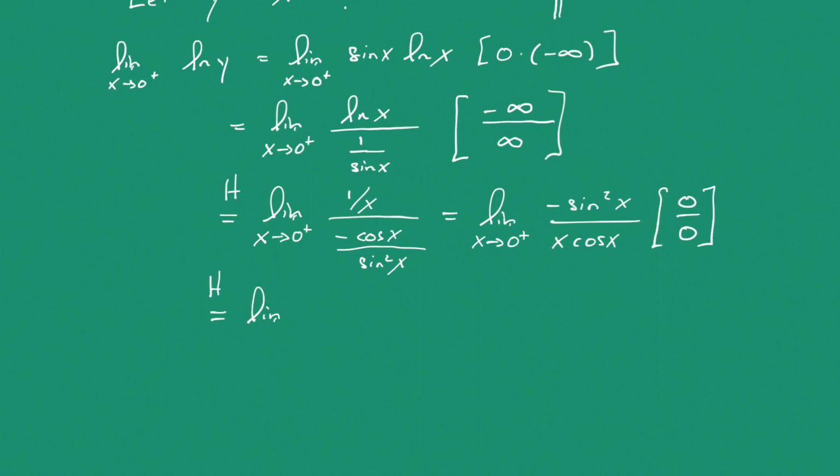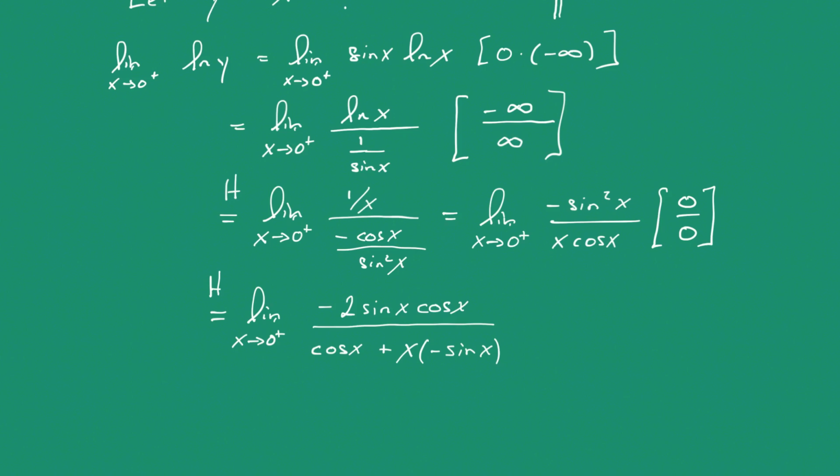So this is now the limit as x tends to 0 from the right of differentiating sine squared x using the chain rule. We have 2 sine x times the derivative of sine x, which is cos x, divided by differentiating that denominator, x cos x, using the product rule. Derivative of x is 1. Leaving the second, we have cos x, and then plus, leaving that x, and then differentiating cos x. Derivative of cos x is minus sine x.